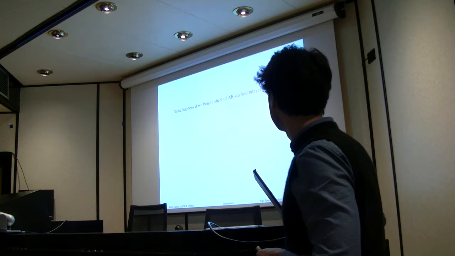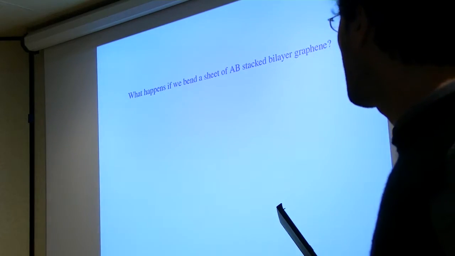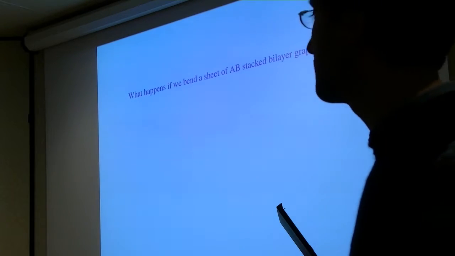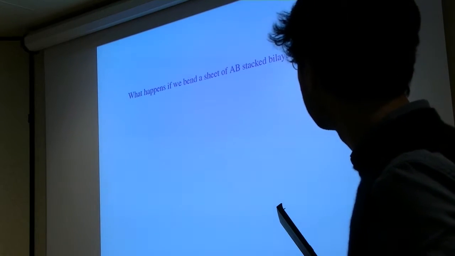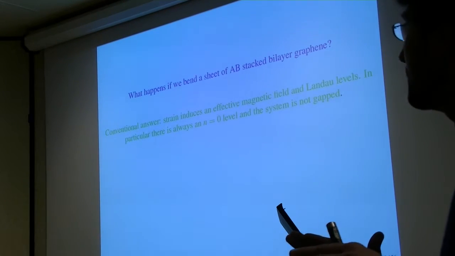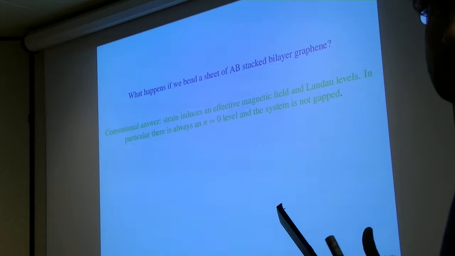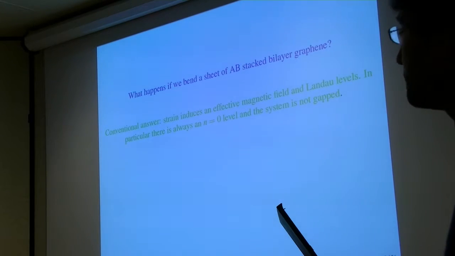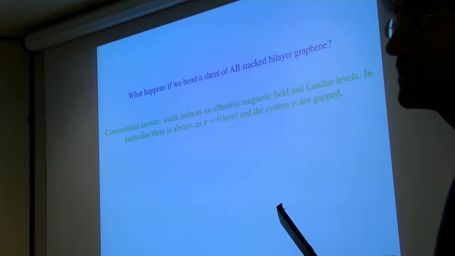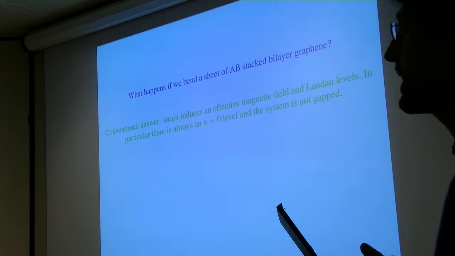I'd like to begin by posing the following question. What happens if we take a sheet of bilayer graphene, which is stacked in the AB fashion, and we bend it? So the conventional answer is the following. When you bend bilayer graphene, you're putting strain on the hexagonal structure, and this strain is equivalent to an effective magnetic field. So what you're going to get is Landau levels, and these Landau levels will change the energy. However, in particular, there is always an n equals 0 level. So the system that you obtain is not gapped.